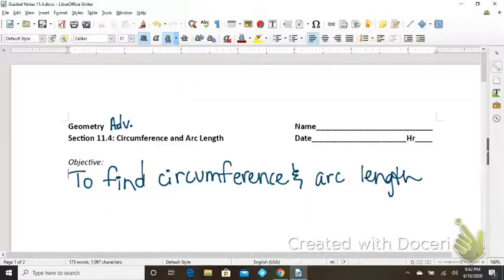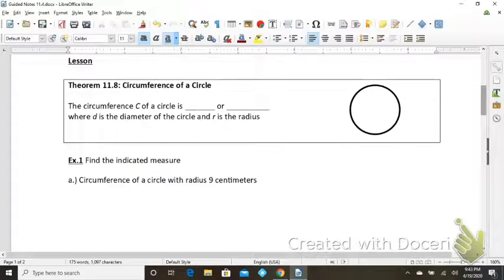Yes, that means we are skipping over section 11.3. So we are moving on to circumference and arc length. That is our objective for today's notes. We are going to find circumference and arc length. Let's start with the circumference of a circle.